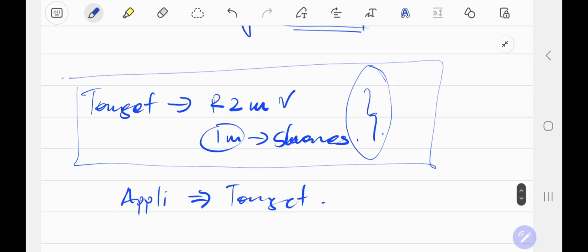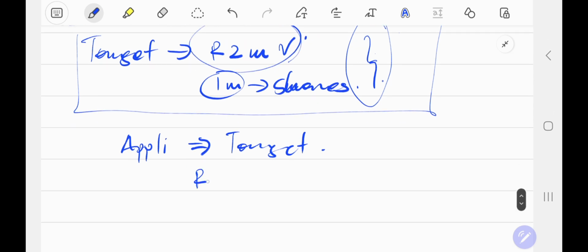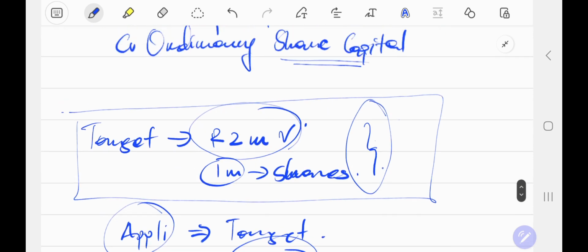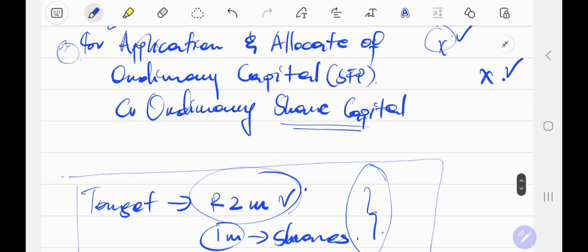Sometimes you'd find that the company says we want to raise 2 million, but they get, let's say for example, 3 million from the public, right? So the target here was to raise 2 million by selling 1 million shares, and what they get from the applicants is 3 million. In this case, that simply means that the amount they've raised from the public is more than what they wanted to raise, which was the target of 2 million. So the surplus funds, you are going to have to refund back to these applicants.